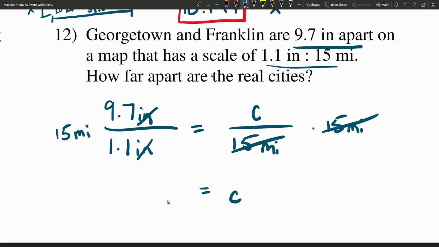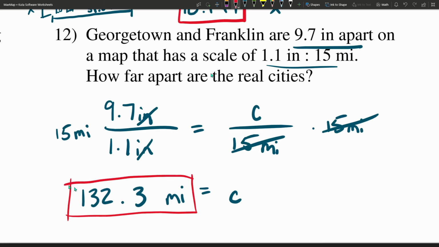I know that my units is miles on this left-hand side, so I'll do 15 times 9.7, which is 145.5, and I'm going to divide that by 1.1, which is going to be 132.27 repeating. Rounding to that nearest 10th, if I have 0.27, that 2 is going to go up to a 3. So I'll have 132.3 miles. That's how far apart Georgetown and Franklin are.